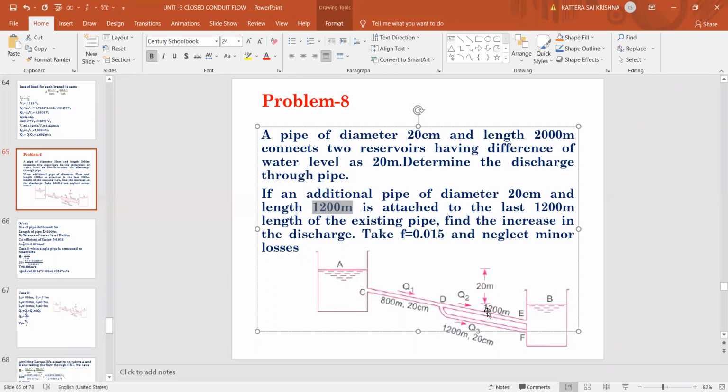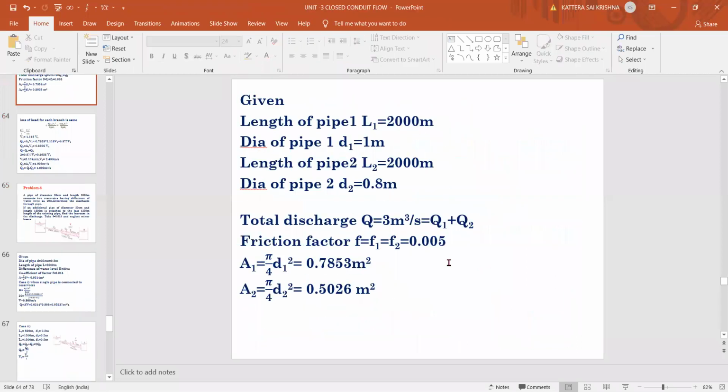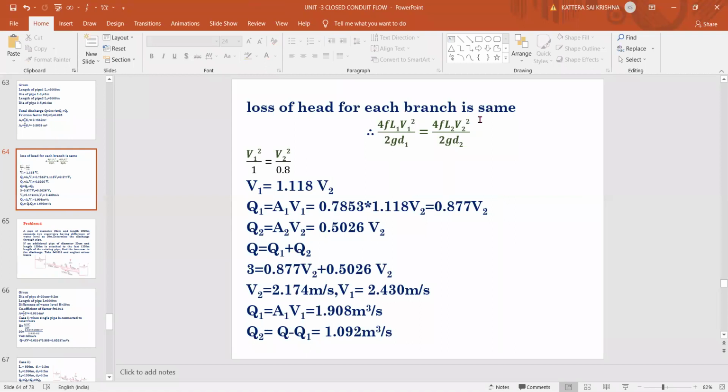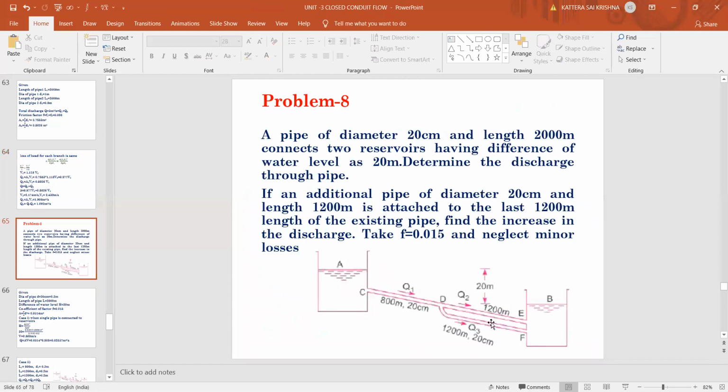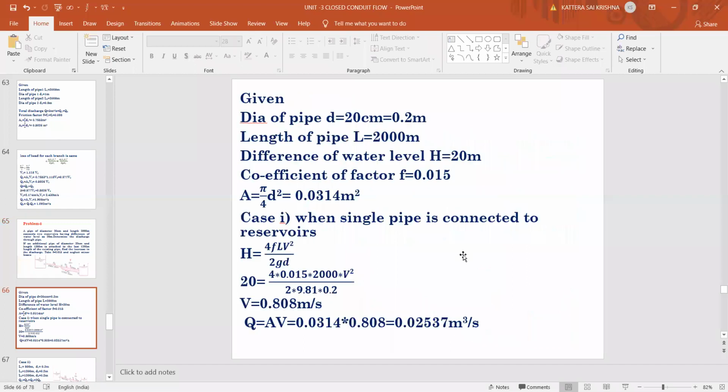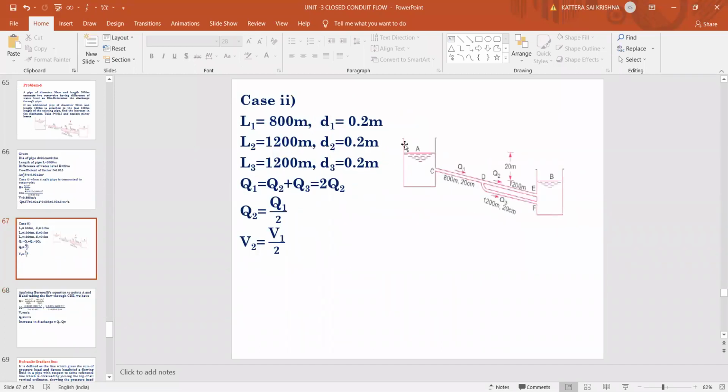We also know one more concept. What is that? The frictional loss in parallel pipes will always be the same. Already we have seen that in the last classes. Here and here, the frictional loss will be the same. So the loss of head for each branch is always the same. Whenever a pipe is branched, the loss of head in each branch will be the same. That is 4FL V1 square by 2G D1 for the first section, and similarly the loss of head because of friction in the second will be equal. So the loss of head in this because of friction will be equal to the loss of head in this. Okay. So now what we'll do for case 2.